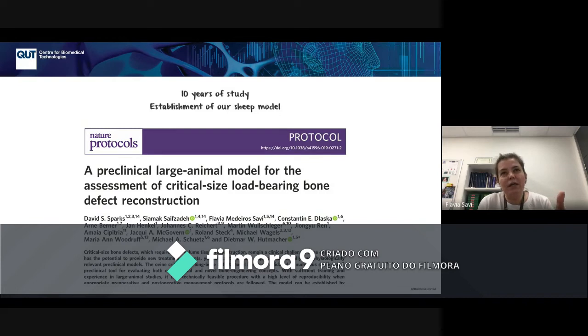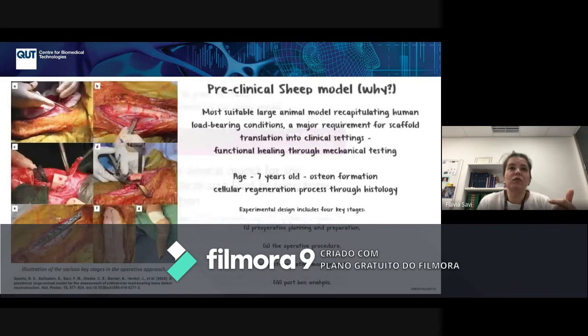Today I talked with Mairim, and I said I wanted to focus on the bone defects because these are studies that we have been doing in the last 10 years, and they led to the establishment of our sheep model, which was published in Nature Protocols. And I will just talk a little bit about the main stages of how to do this research and how to achieve the same results that we had achieved.